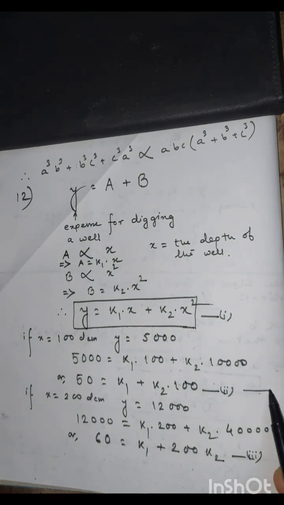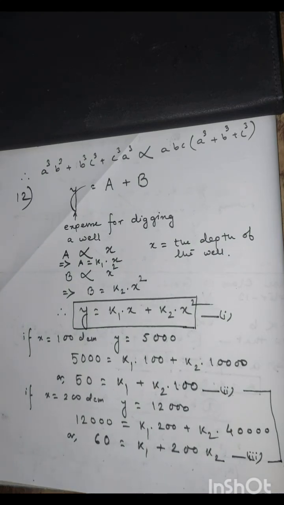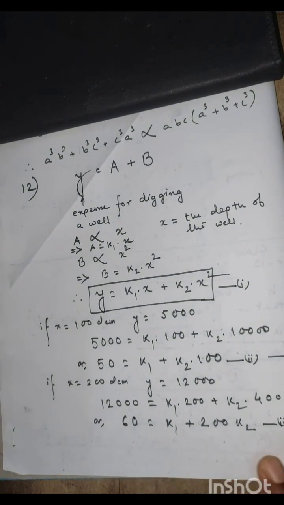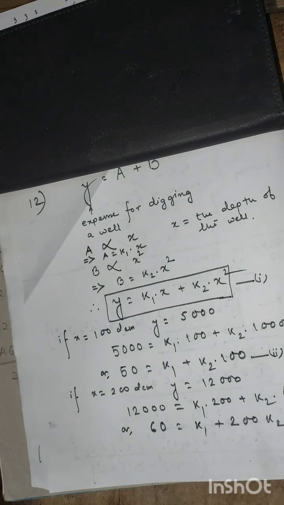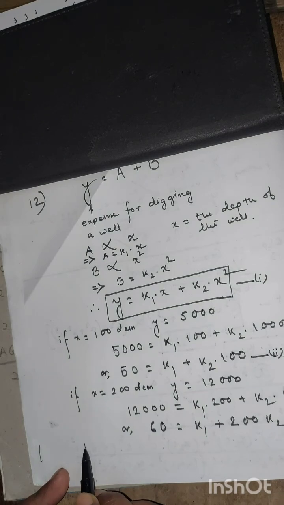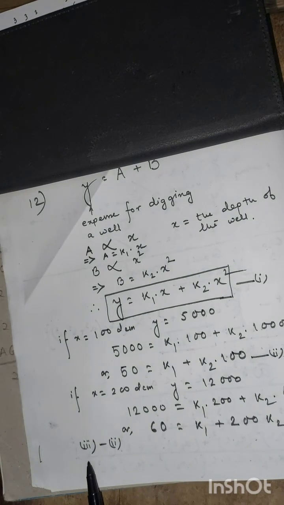If we solve these two equations, equation 2 and 3, we can get the values of K1 and K2. So let us subtract equation 2 from equation 3. We are subtracting equation 2 from equation 3.